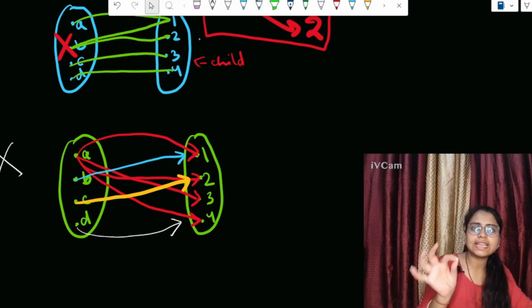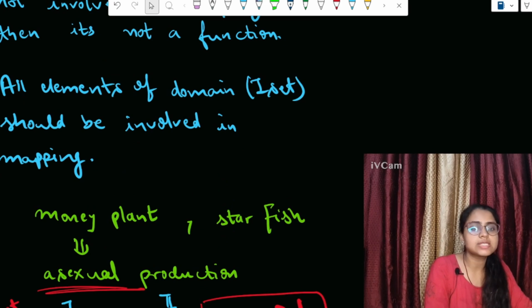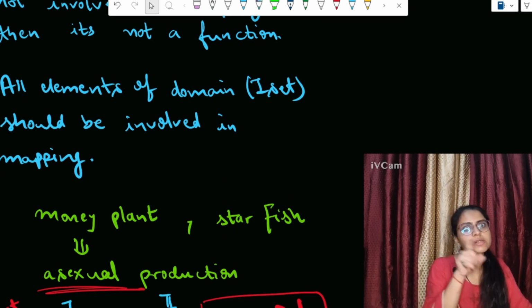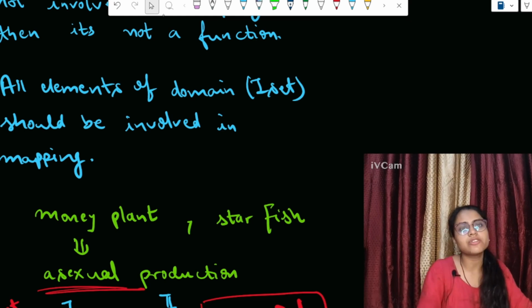So now you got the cases which gives us that it is not a function. The moment you spot this, you say it is not a function. So that a single parent cannot have 2 or more kids. That's what your vertical line test is.